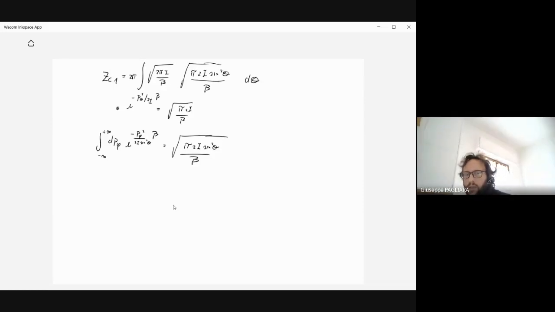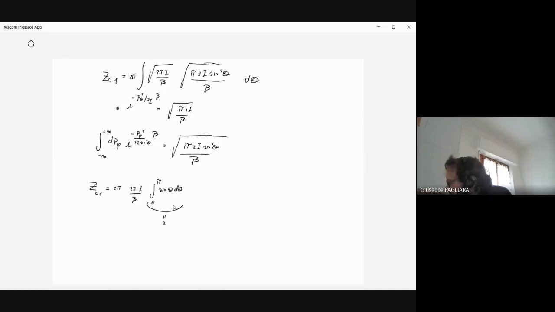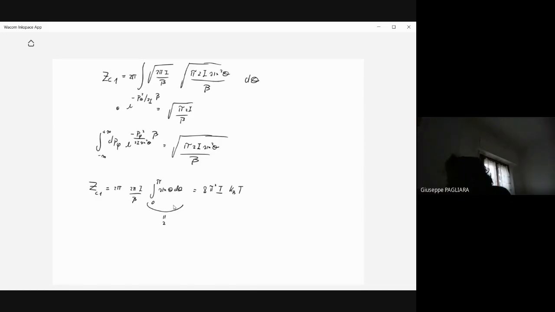So I have integrated over phi, and I get a factor of 2 pi. I have integrated over dp theta and dp phi. Then what is left is this integral over d theta. So Z of C1 is equal to 2 pi, then 2 pi I divided by beta, then the integral over sin theta d theta from 0 to pi, which is equal to 2. So finally, I will have a factor of 8 pi squared I kBT, where kBT is 1 over beta. 8 pi squared I kBT.